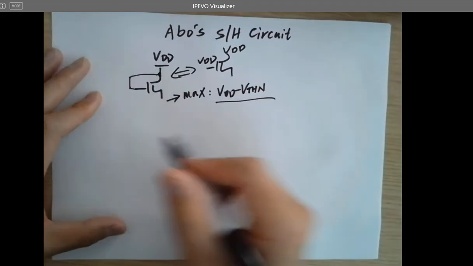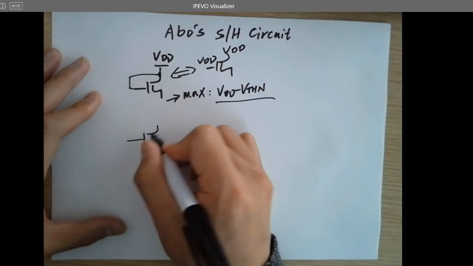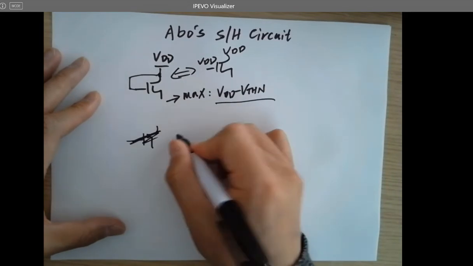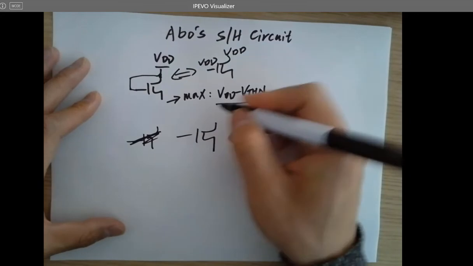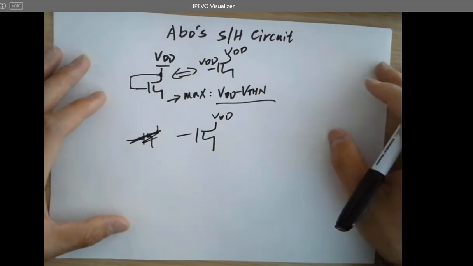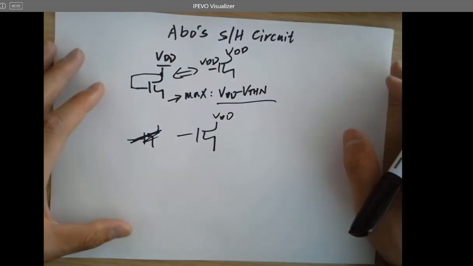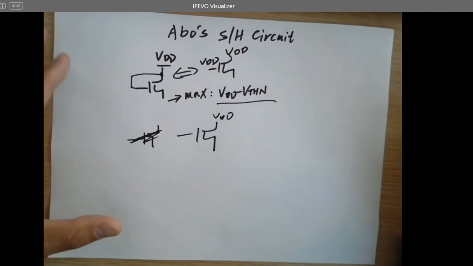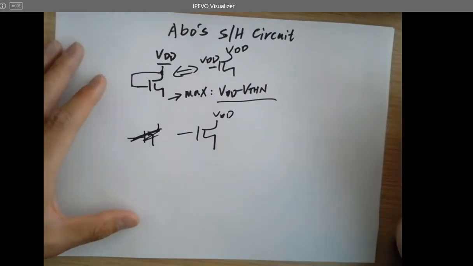And what if I increase the gate voltage but keep the drain voltage constant? Here's still VDD because this is a power supply. If you do the layout, it's going to be connected to the rail forever. You cannot change it. But I can change the input.